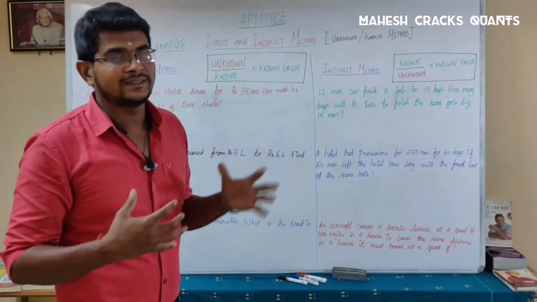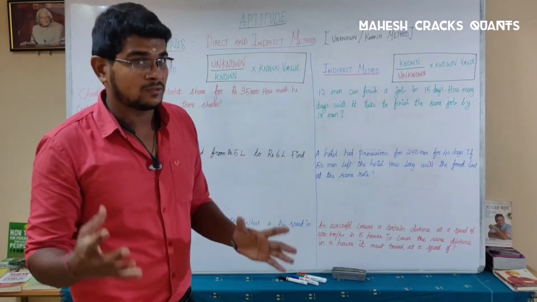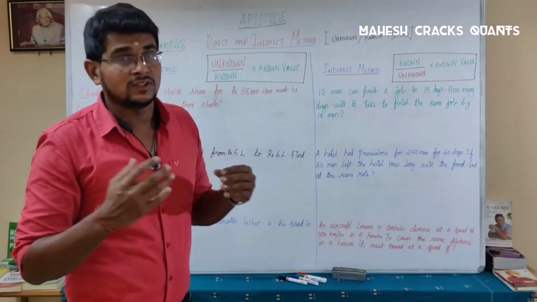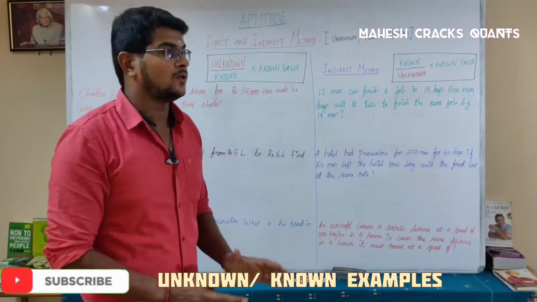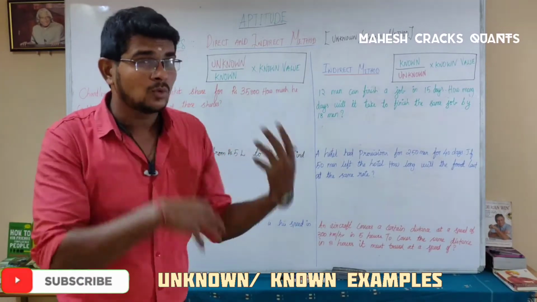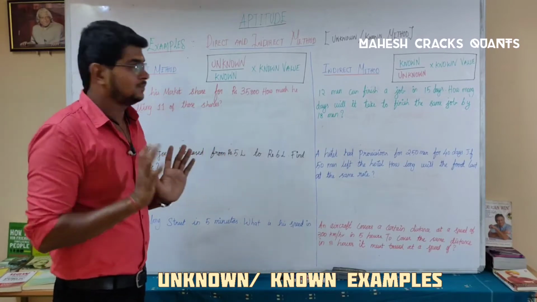Now we are going to look at examples of direct and indirect method. In the last class, we have seen the introduction of direct and indirect method, which is nothing but the unknown known method. Now we are going to solve some more additional examples to understand the known method.